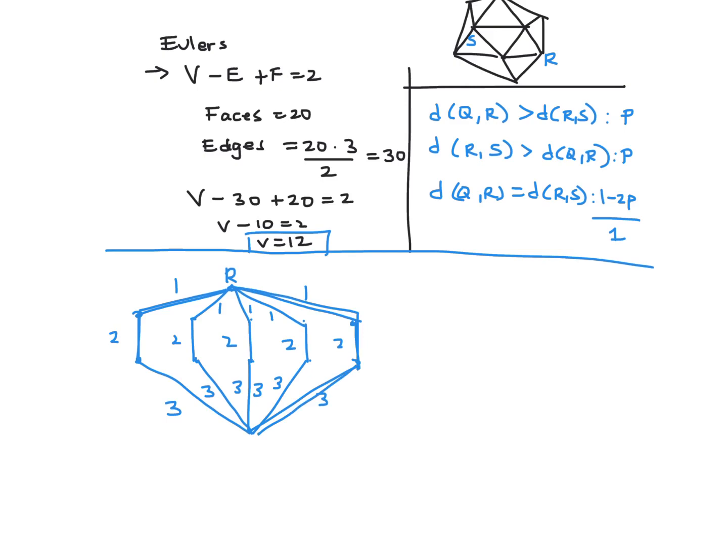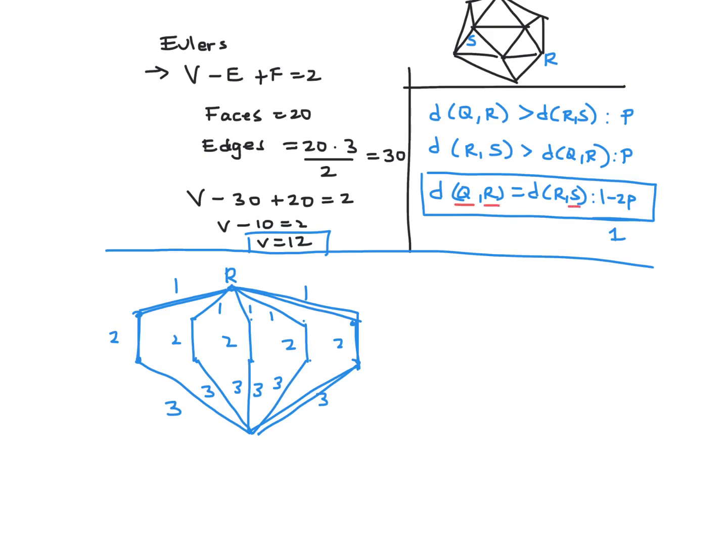Okay, so we want to actually work with this, and then we can calculate P. For them to be equal, the distances would have to be both 1 or both 2, because we actually have 3 different vertices. We have Q, R, and S.